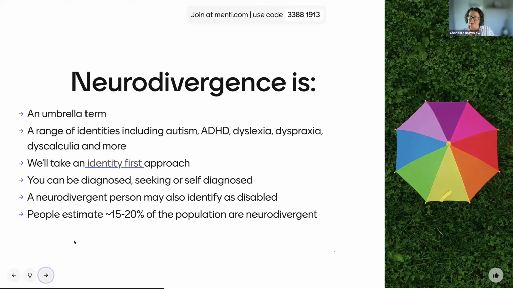Acknowledging that a neurodivergent person may also identify as disabled, there's lots of different narratives around that. Estimates in terms of population, it's so broad, and Inga and I have spent a lot of time trying to actually work out exactly what kind of figure rests within this, but the estimates are as high as 15 to 20% of the general population. So we're talking about a significant and important part of our population.